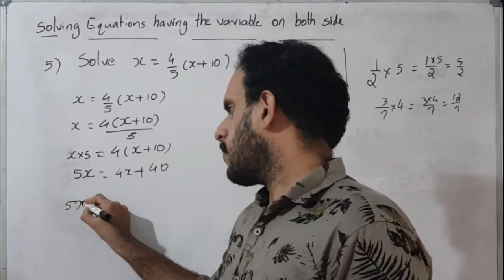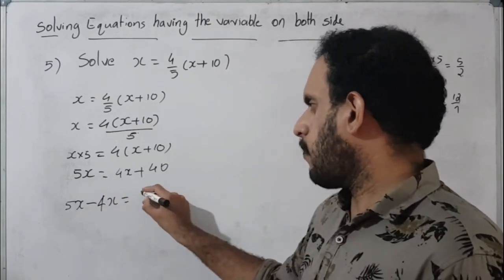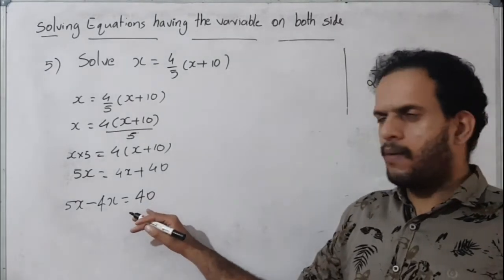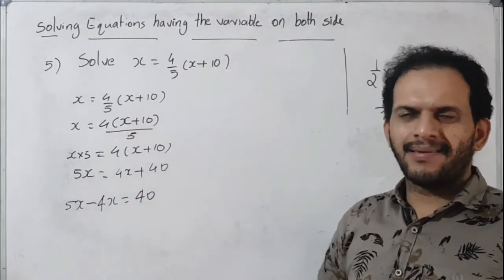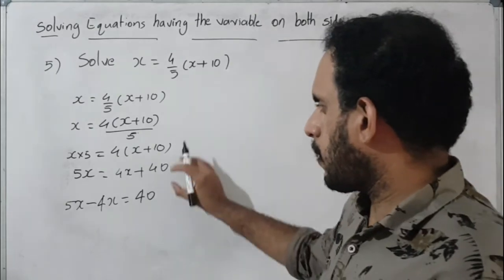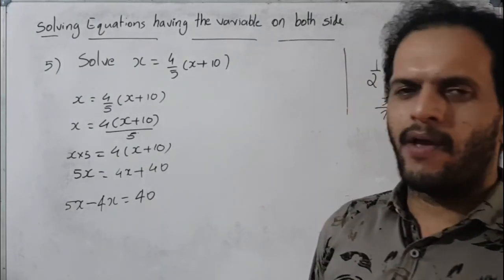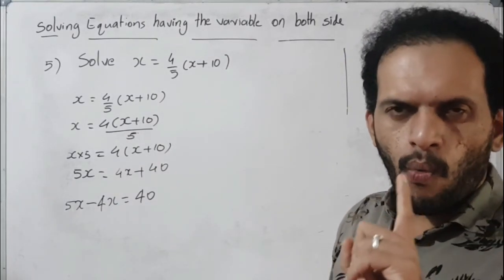So I transpose 4x to the LHS. Then 5x minus 4x is equal to, what is remaining here? 40. Okay, why do we write only the 40? Because there is no number to transpose from LHS to RHS. Then what is 5x minus 4x? 5 minus 4 is 1. 5x minus 4x is equal to 1x.